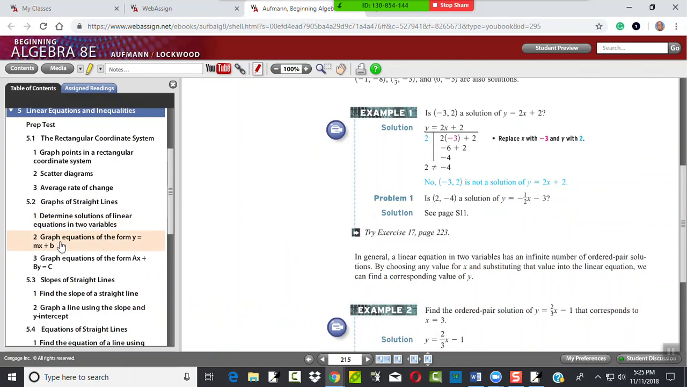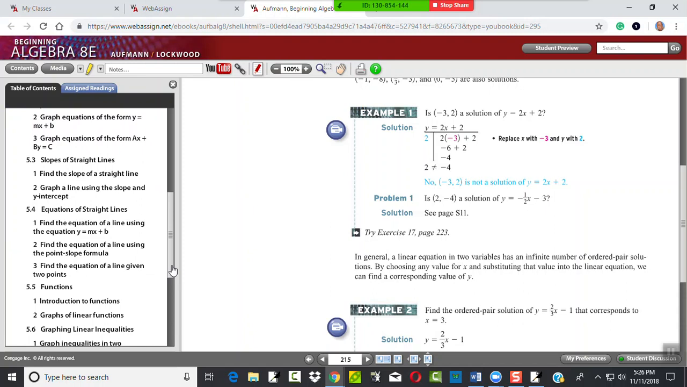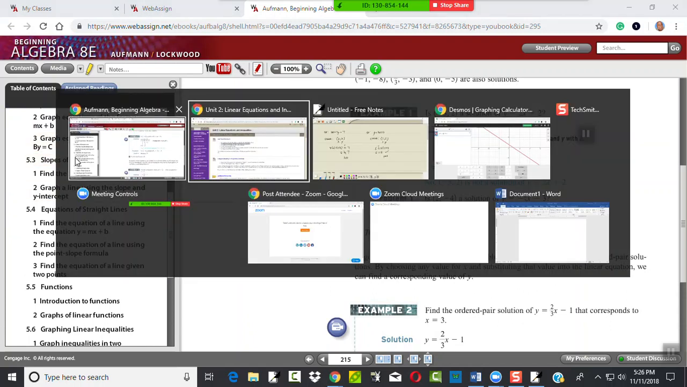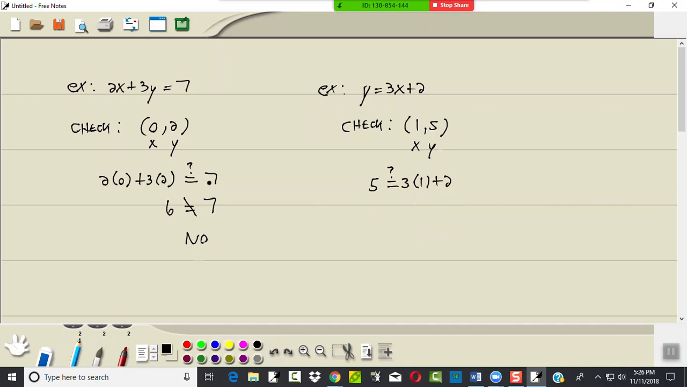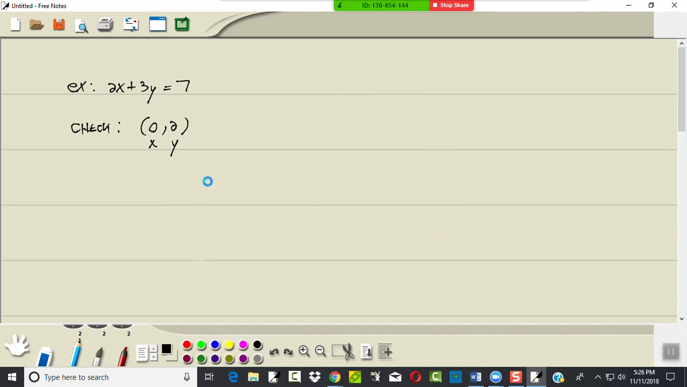Now we've already talked about these. Graph equations of the form y equals mx plus b. Graph equations of the form ax plus by equals c. We haven't talked about that a little bit though. So let's discuss that, even though that's not one of our current objectives, because if you're doing it by hand, it does provide an alternative way if you don't like T-chart.